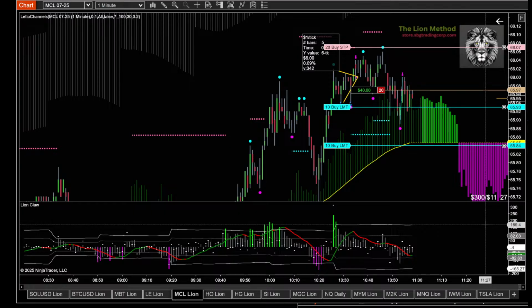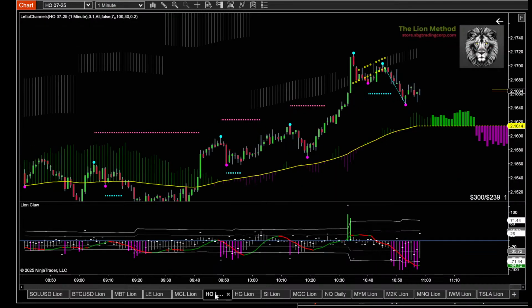Come on now. I feel like I'm cheating by moving my target up, but I don't know. I did well today. I don't need to prove anything to anybody. Heating oil hit target.